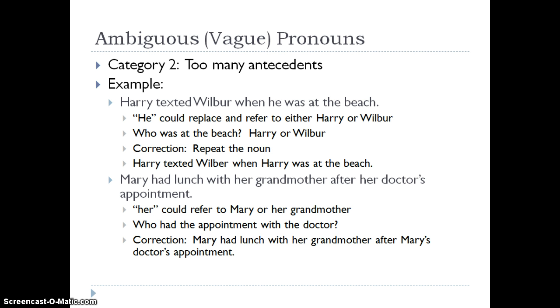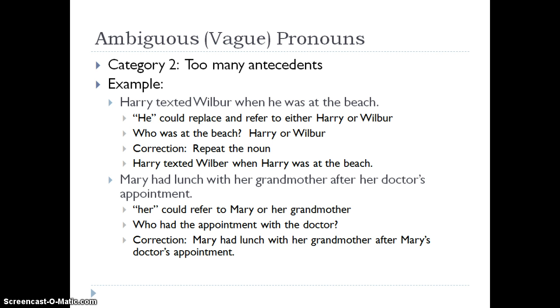In the second category, we have too many antecedents. For example, Harry texted Wilbur when he was at the beach. Now we have confusion. Who was at the beach? We know Harry was the one that was texting, and we know he was texting Wilbur, but we don't know if Wilbur was at the beach when he received the text or Harry was at the beach when he sent the text. Who was at the beach, Harry or Wilbur?